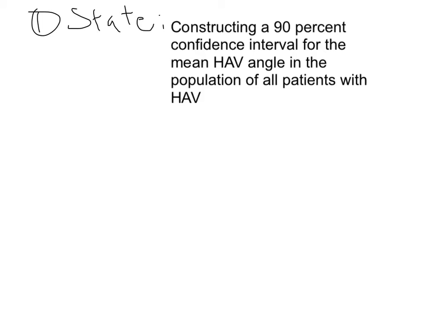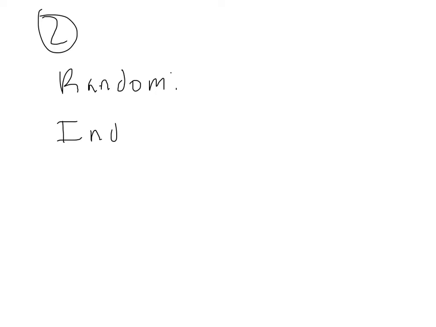So now we will be moving on to step 2, which is the plan. In step 2, we are searching for the 3 conditions for the confidence interval for one sample mean, which are random, independence, and normal.